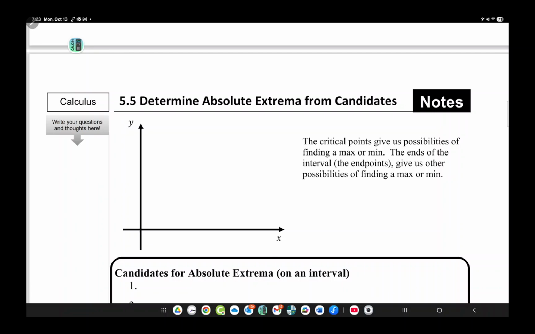So we've looked at using derivatives to find local maximums using the first derivative test. Again, taking the derivative, setting it equal to 0, and then plotting a little chart showing that it is negative or positive before and after to show it is a local max or local min. So again, first derivative test. We are going to look now at determining absolute extrema.